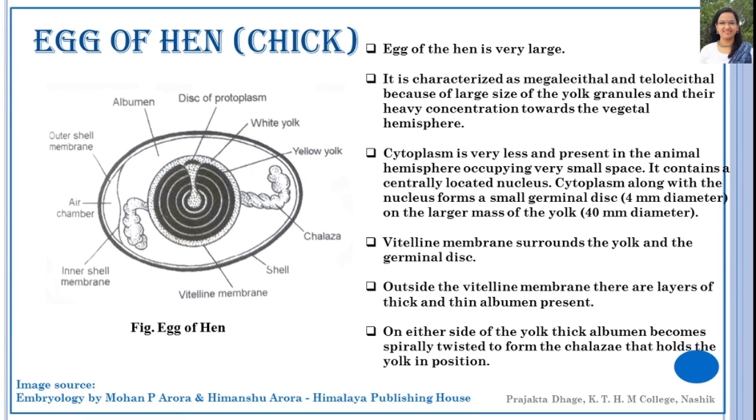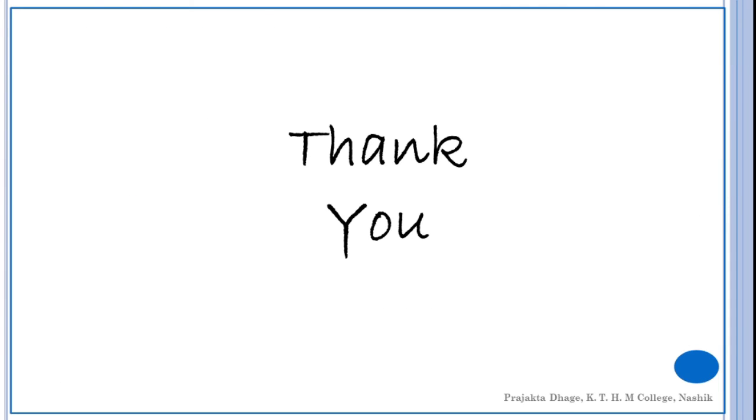So this was about the egg of the hen, and here we conclude today's practical, which is the structure of sperm and structure of eggs in 4 different animals, that is insects, amphioxus, frog and hen.